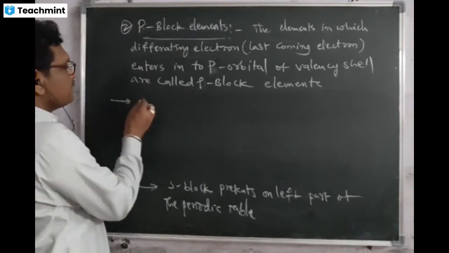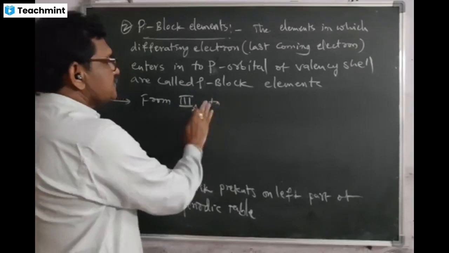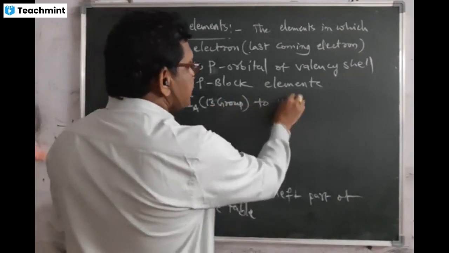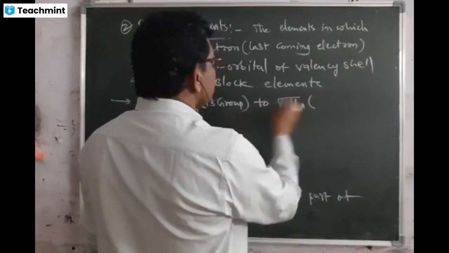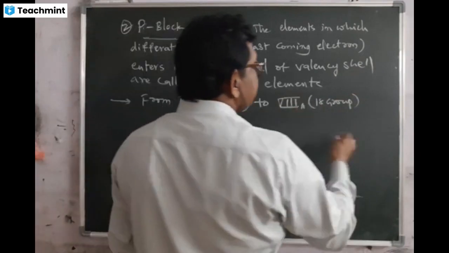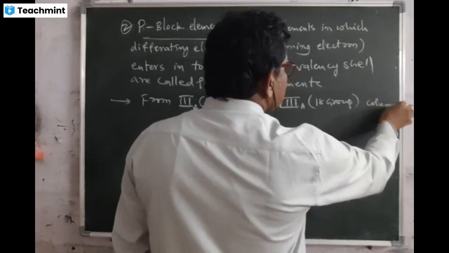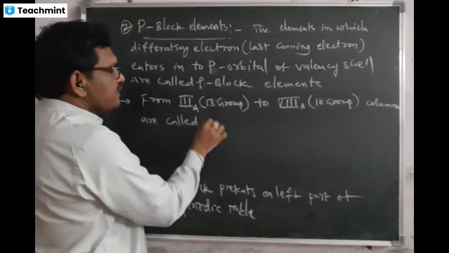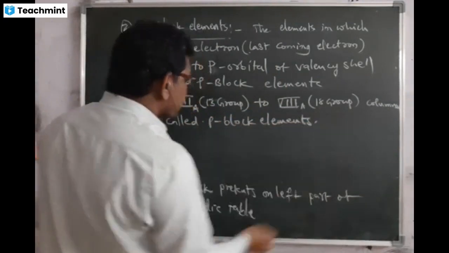Okay, so what are P block elements? From third A group. Third A means 13th group. Eighth A is also called the 18th group, also the 0 group. From third A to eighth A, these columns or groups are called P block elements.